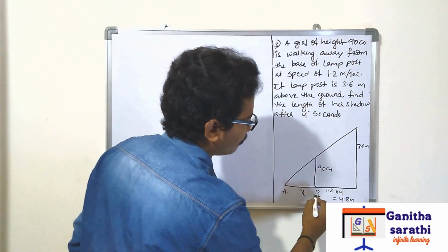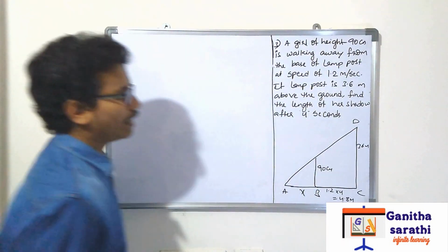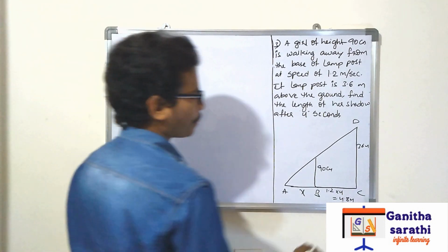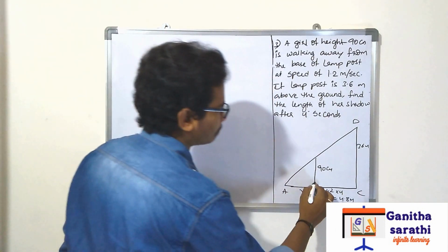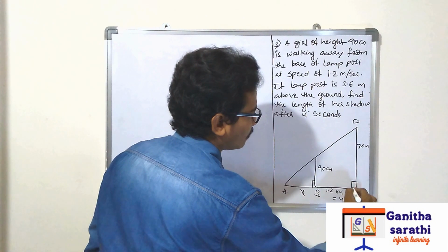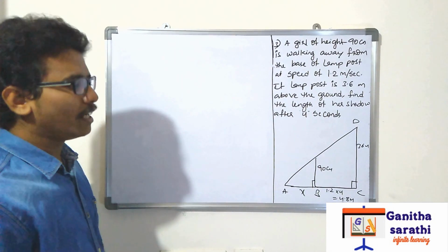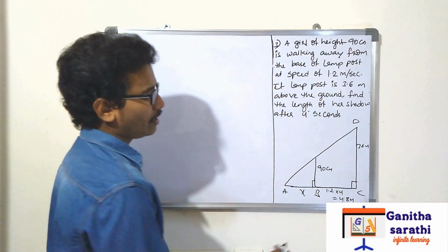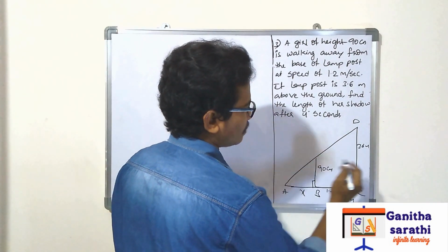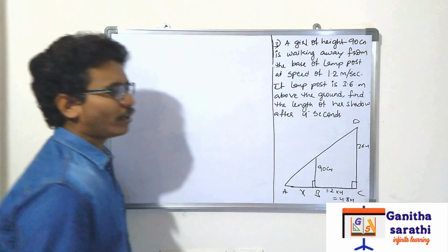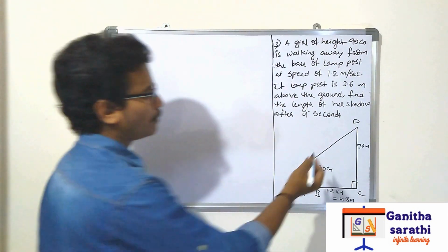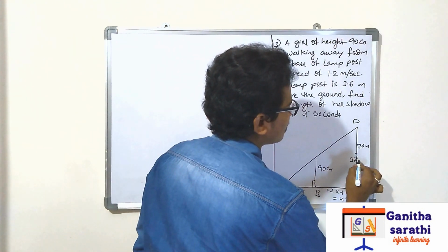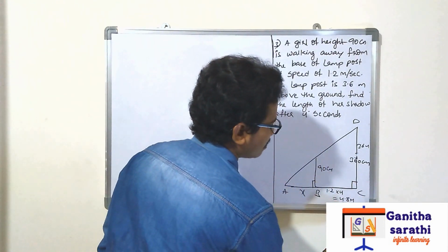So A, B, C and D you can take like this. Understood? So we have to find the value of x. Now the girl's length, this will be 90, and the lamppost, this will also be 90 degrees, right? So convert all the meters into centimeters. 1 meter is equal to 100 centimeters. 3.6 meters means 360 centimeters. This one is 480. I will write here.